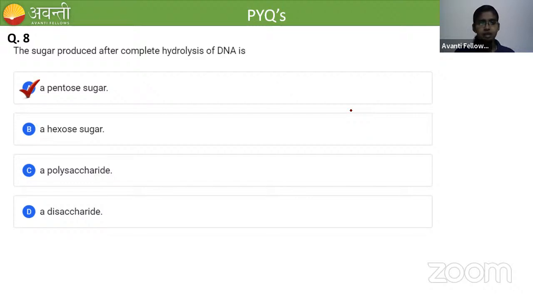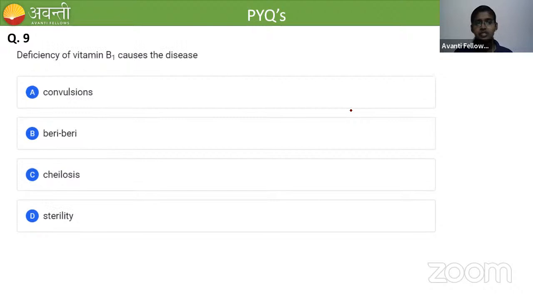Okay. And coming to question number 9, deficiency of vitamin B1 causes the disease.